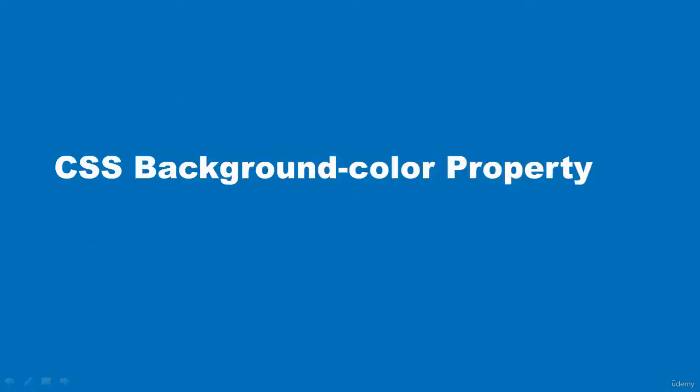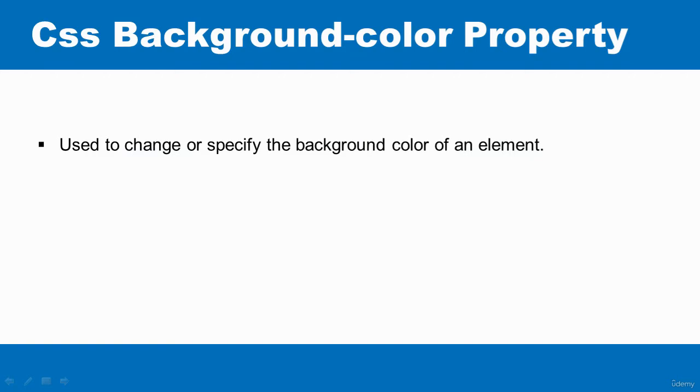Hello and welcome. In this video I'll be showing you how to change the background color of an HTML element using the CSS background color property. So the CSS background color property is basically used to change or specify the background color of an HTML element.